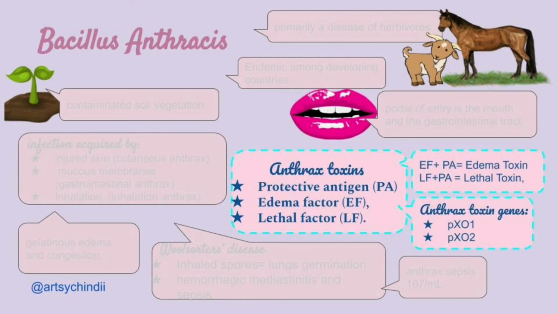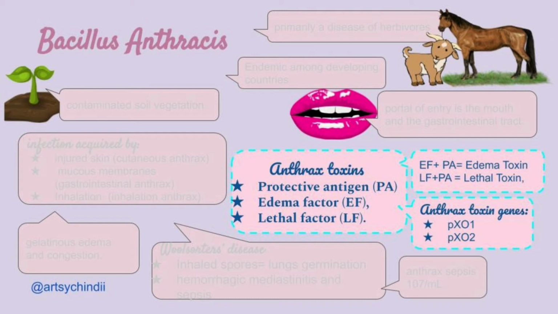Anthrax toxins are made of 3 proteins: protective antigen, edema factor, and lethal factor. Edema factor is an adenylate cyclase. Together with protective antigen, it forms a toxin known as edema toxin. Lethal factor plus protective antigen form a lethal toxin, which is a major virulence factor and can cause death.